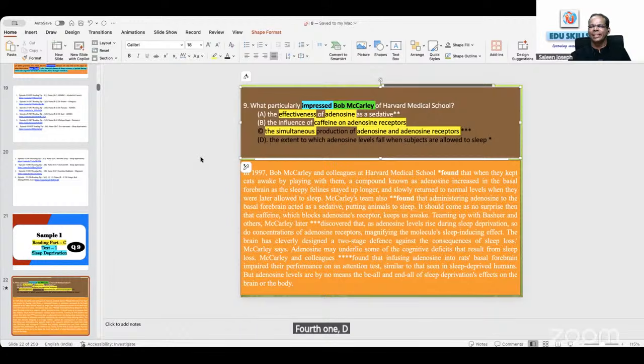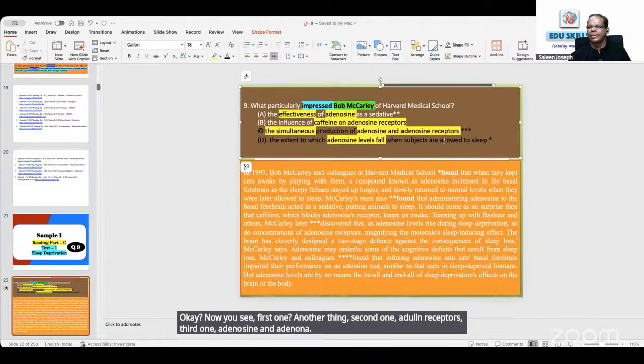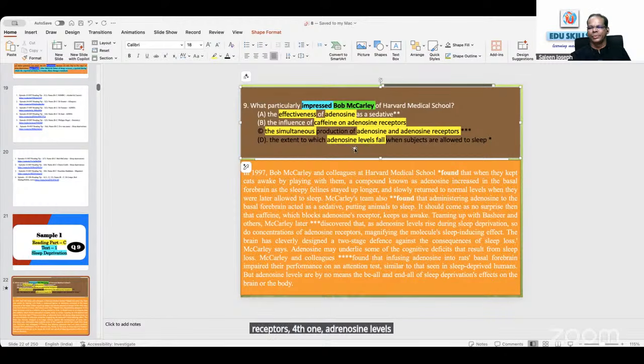Fourth one, option D: the extent to which adenosine levels fall when subjects are allowed to sleep. Adenosine levels. You can highlight whatever you want for your own convenience. Now you see, first one, adenosine; second one, adenosine receptors; third one, adenosine and adenosine receptors; fourth one, adenosine levels. First and second combined is the third, right? And here, adenosine again, one. This is one, this is one, this is one, but this is two.